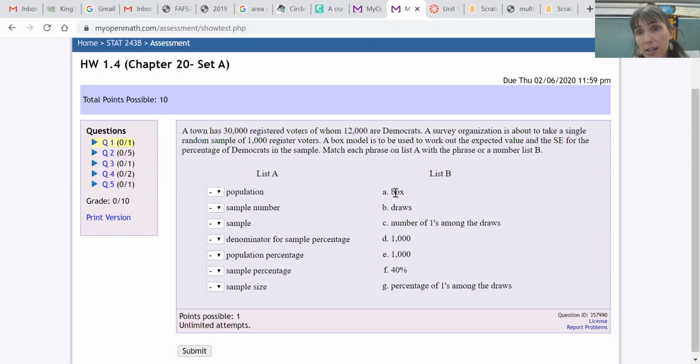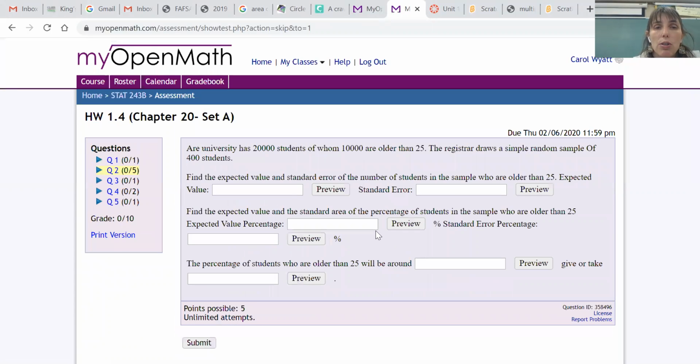That goes with box. So what they're trying to get is this idea that your population can be represented by the elements of their box method. That's their analogy. So the rest of them are all pretty obvious. Your sample is your draws, the draws out of the box, and so on. All right, question number 2.